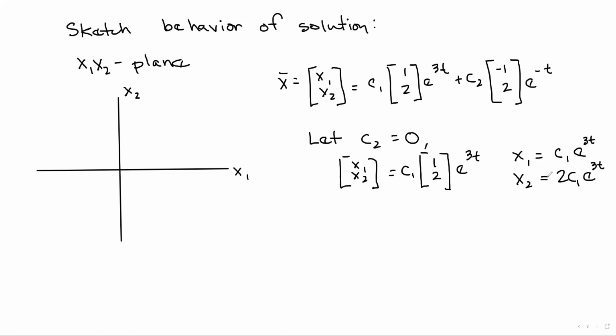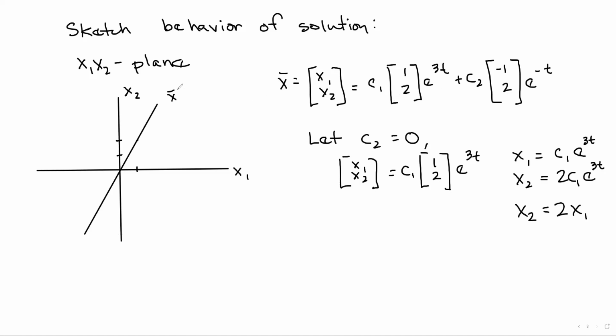And now if you take a look at these, if you multiplied this top one through by 2, you'd get 2x1 is 2c1 e to the 3t. And then you could see both of these have 2c1 e to the 3t, and we can set those equal. So we could say x2 equals 2 times x1. And this on our x1, x2 plane is just a line. It's the line that goes through the origin and has a slope of positive 2. Up 2, over 1.